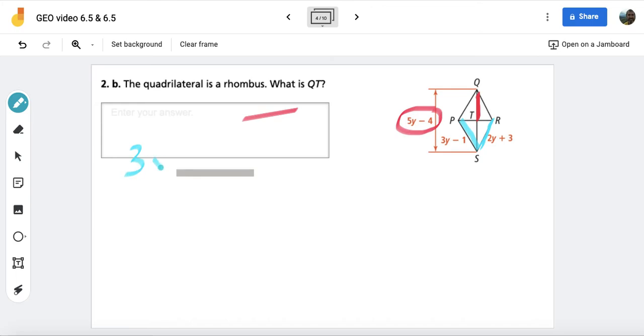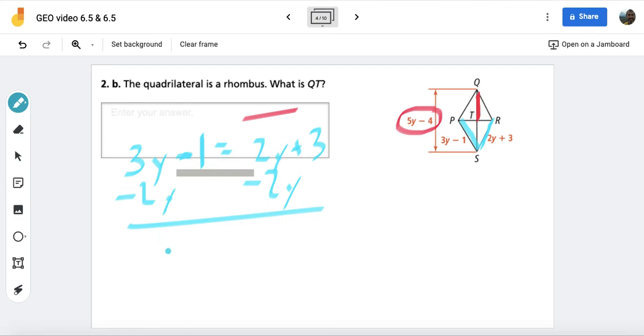Oh, I forgot to tell you to try it on your own. Oh well. 3y minus 1 equals 2y plus 3. Those two are supposed to be equal to each other. So you set the variable expressions equal to each other and solve. Subtract 2y from both sides, and I get y minus 1 equals 3. Add 1 to both sides and get that y equals 4.